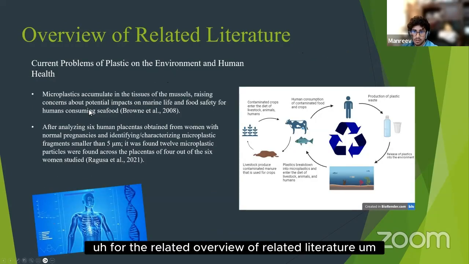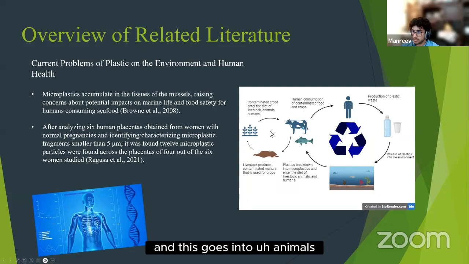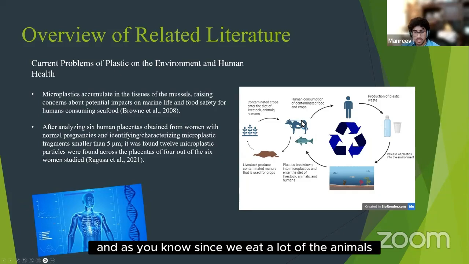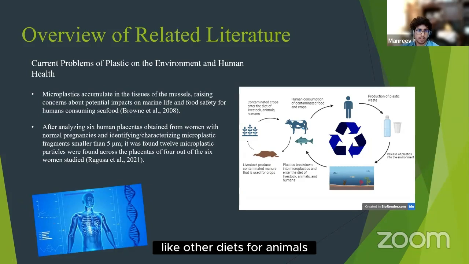For the overview of related literature, this is an infographic I made on how human-made plastic goes into our environment, goes into animals, and finally returns back to us in our bodies. First, we produce the plastic waste, and then through mismanagement of waste, we release it into the environment. The plastics break down into smaller plastic called microplastics, and this goes into animals. And as we know, since we eat a lot of animals, this eventually goes into our body. But not only that, the livestock produce manure that is used for the crops, so the microplastics also go into the crops and contaminate other diets for animals.